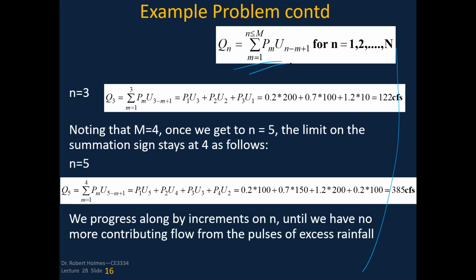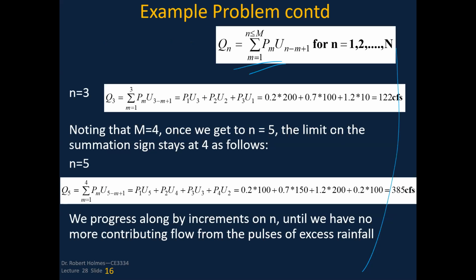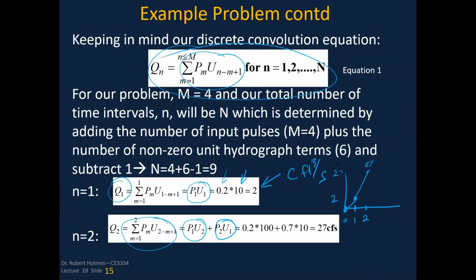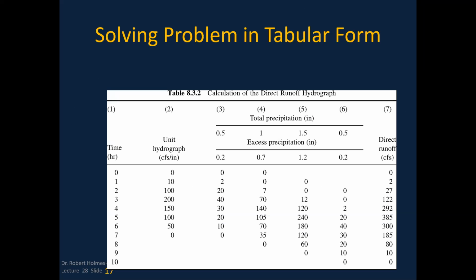I can also do it in another form. This is the exact same problem right here with these values. You can see here's my 0.2, 0.7, 1.2, 0.2. I've got 10, 100, 200 for the unit hydrograph. So what I've done is I've just pulled them over into here.